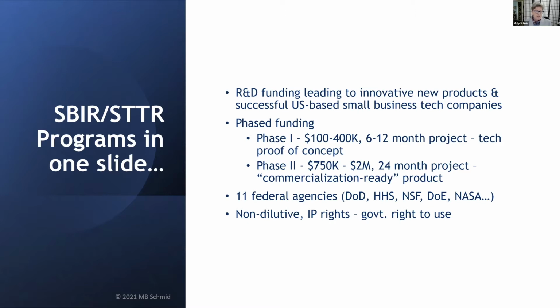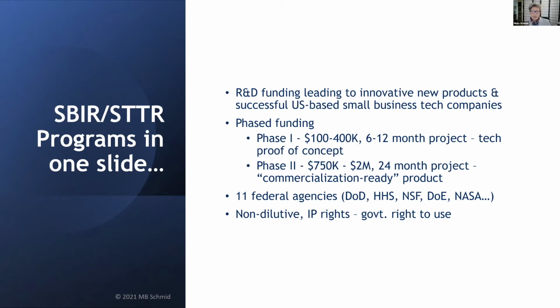There is a phased approach to funding by all the agencies, phase 1 and phase 2, with amounts of money in phase 1, 100 to 400K for a 6 to 12 month project that aims to be a technical proof of concept. So the end of phase 1 should be a go, no-go decision to phase 2. Phase 2 intention is to get to a point where the product is commercialization ready.